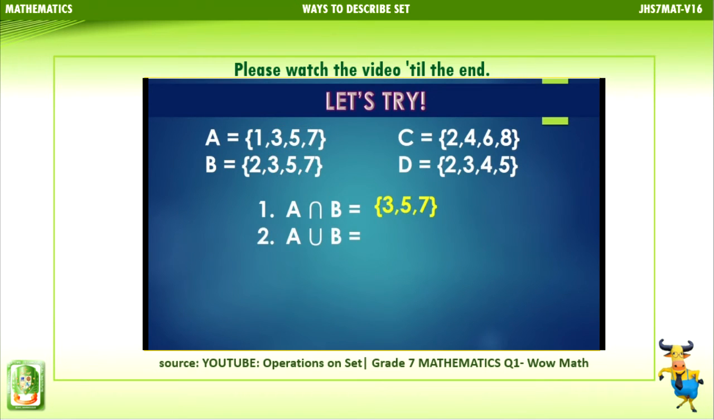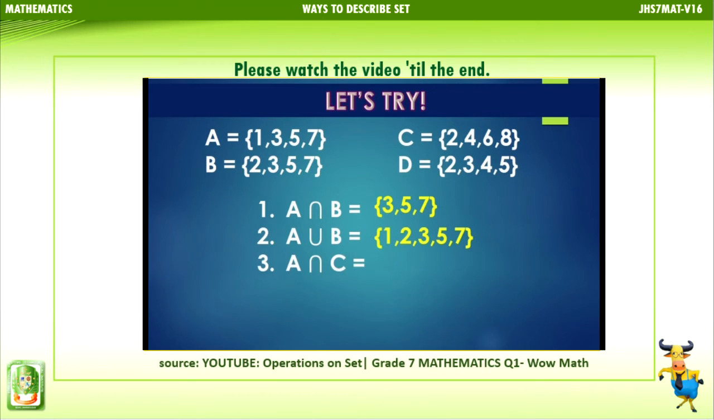Next, the union of set A and B. So pag sinabing union, we will just combine all the elements. So pagsasamahin lang natin lahat ng laman ni A at ni B. So, ano-ano ba yung mga laman ni A at B? The union of set A and B is equal to 1, 2, 3, 5, and 7. So, we will just combine all the elements since our symbol here is union.